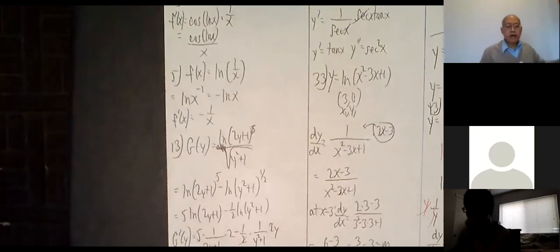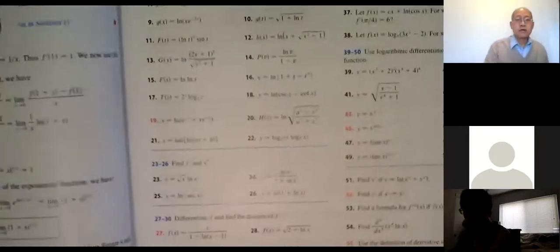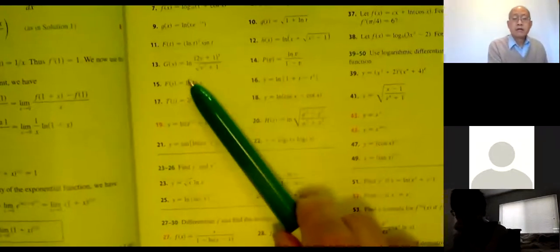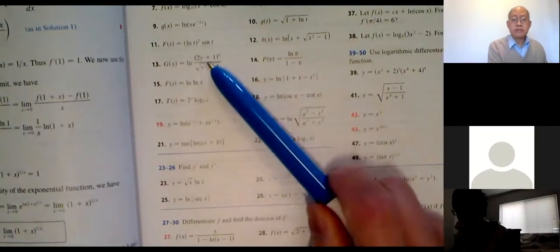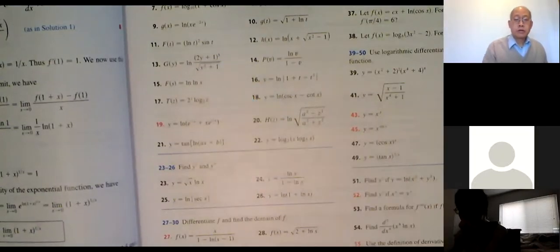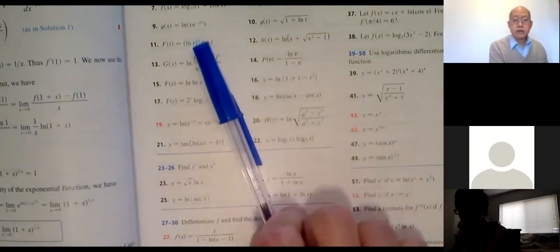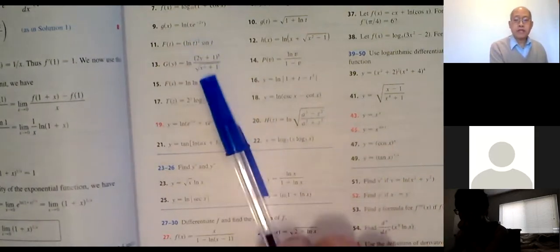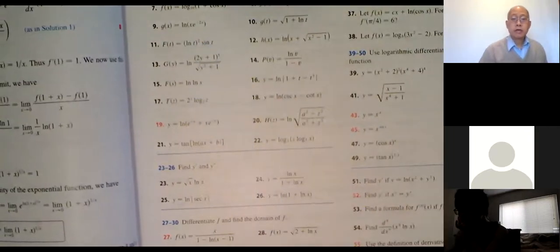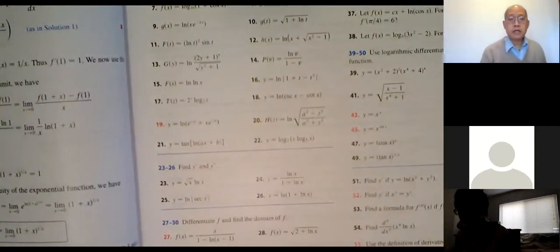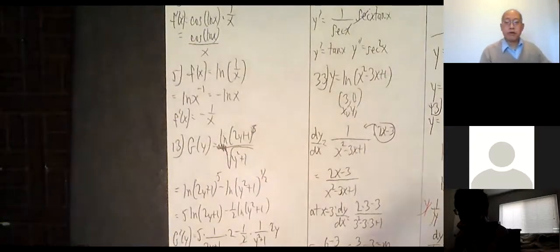Now 13, you kind of have that same theme. And let me show you what they have for 13. g of y is ln of a great big mess. So the hard way is to say, okay, I got ln. So you would go 1 over that, 1 over a fraction, and then times the derivative of the inside, which is going to be a quotient rule. Okay? That is the super hard way to do it. Okay? Much, much better is to start off by using your property of logs.